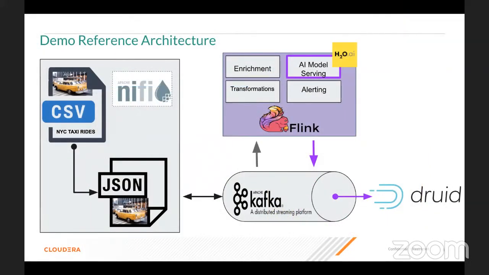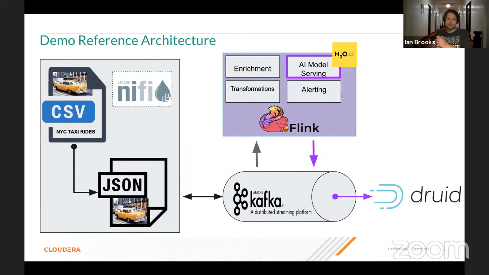Some folks on the call may have seen my last meetup with this. I've actually added a little ML spice to this. So what we're going to be doing today is using Apache NiFi to ingest a CSV file and do some light transformation from CSV to JSON, push that into a Kafka topic, and then use Apache Flink for all the real magic here. Today, really focusing on the highlighted purple part, which is AI machine learning serving.